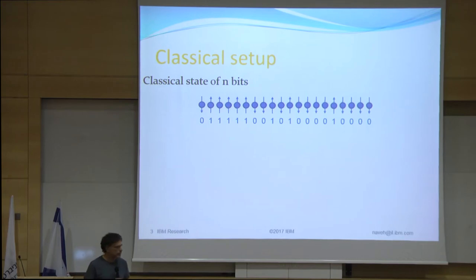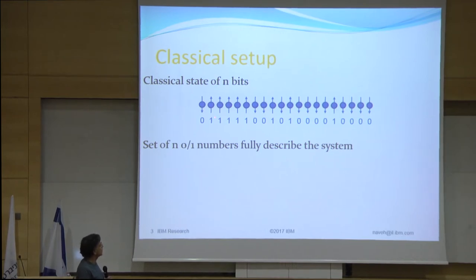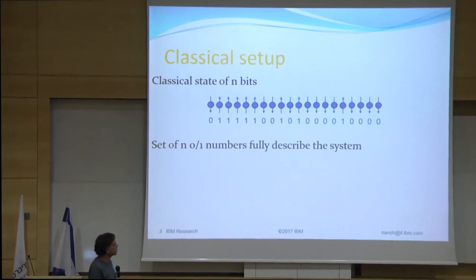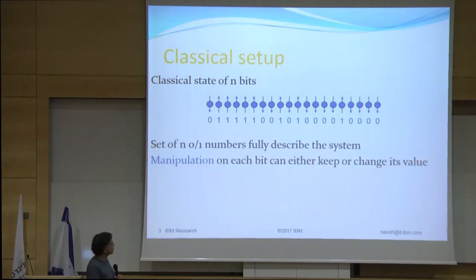So now we go back to the basics and start switching gears a little bit. So we're speaking computation. In a classical setup of computation, we have n bits, right? And those n bits, or a series of n numbers, fully describe the system. If I know a series of n binary numbers, I cannot have any additional information on the system computationally wise. And in order to do computation, I need to manipulate the state, and I manipulate the state by some physical phenomena, which is not interesting from a computational point of view.